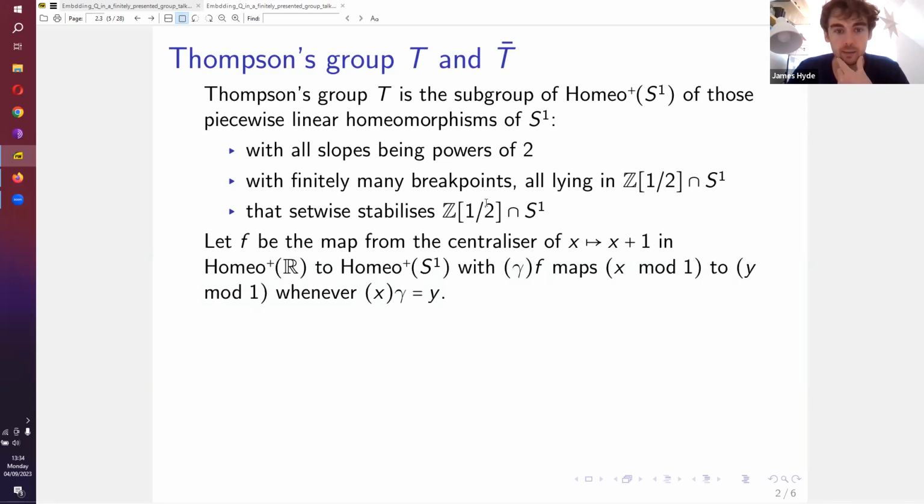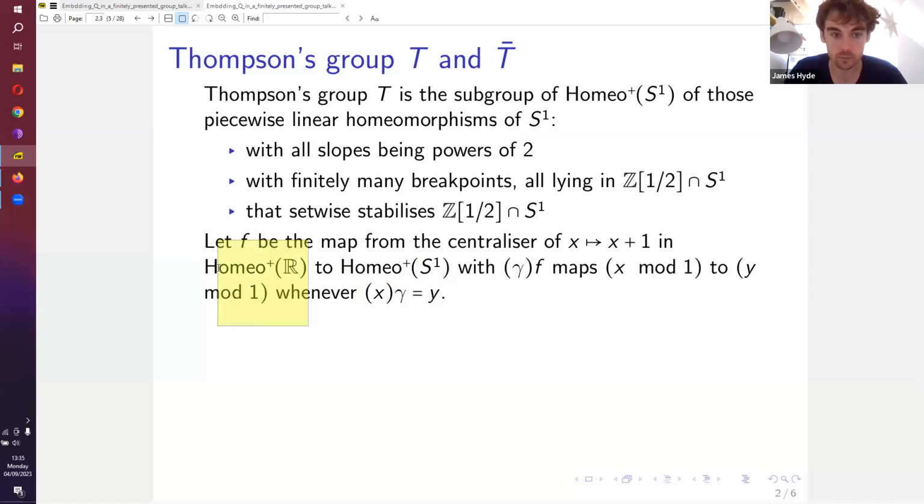Definition of T bar, I'm going to make unnecessarily complicated. First, we're going to define F to be the map from Homeo plus of R. When I include this plus, I mean orientation preserving. Okay, no flipping things. So F is going to be the map from Homeo plus of R, orientation preserving homeomorphisms of the reals, to orientation preserving homeomorphisms of the circle.